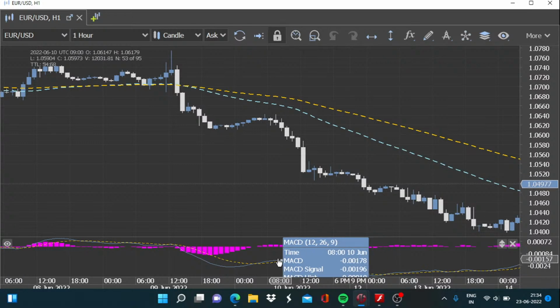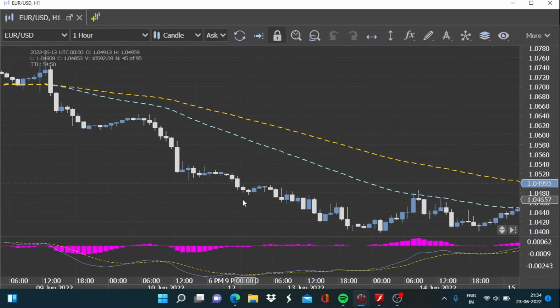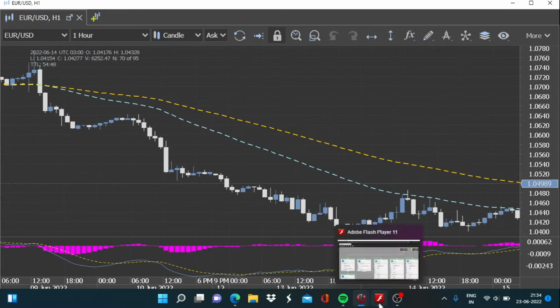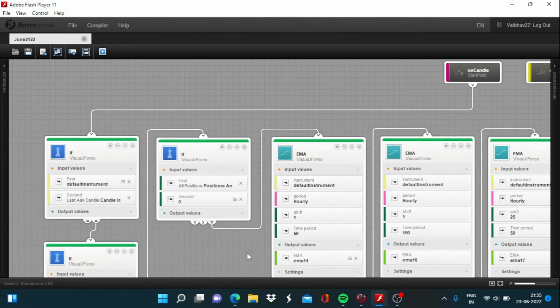And also 5 hours back, the MACD should have been higher compared to the MACD signal. Okay, so now we get back to the Visual JForex board, which has been developed by the Dukascopy Bank SA to make the algorithm development easier.